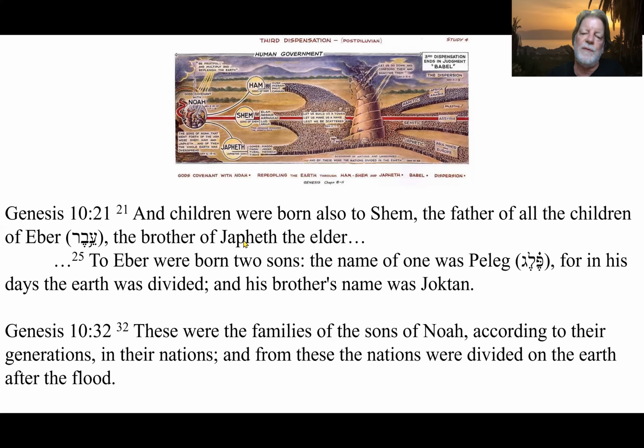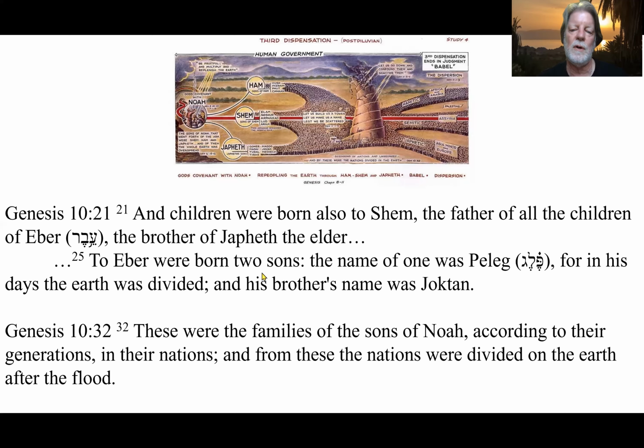And so this is a little confusing. Japhet the elder makes it sound like Japhet was the oldest of the three sons. But this is the line of Shem. So Shem is said to be the elder, not the eldest brother, but the elder brother of Japhet. I don't know how significant the order of birth is, but I think Ham is the oldest, Shem is the second, and Japhet. And that makes Shem the elder brother of Japhet.